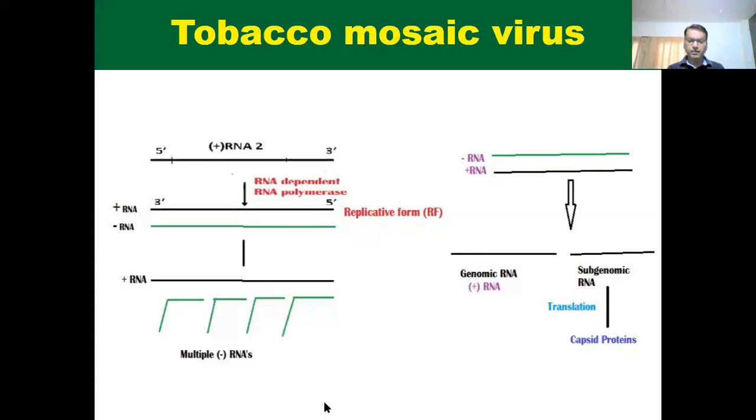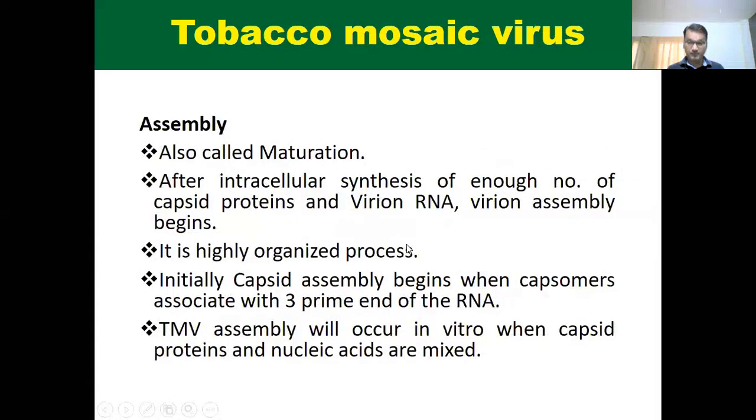So here, once your genomic RNA and capsid proteins are formed, they are in multiple numbers. As many RNAs as are formed here, that many copies are formed there. Okay, now the final process is assembly. Assembly is also called maturation. After the intracellular synthesis of enough capsid proteins and RNA, assembly begins. Assembly means packaging. It is a highly organized process.